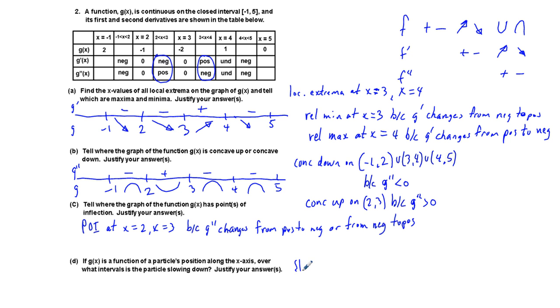So slowing on 2 to 3, and also from x equals 3 to 4. And why is that? Because g prime and g double prime have opposite signs.